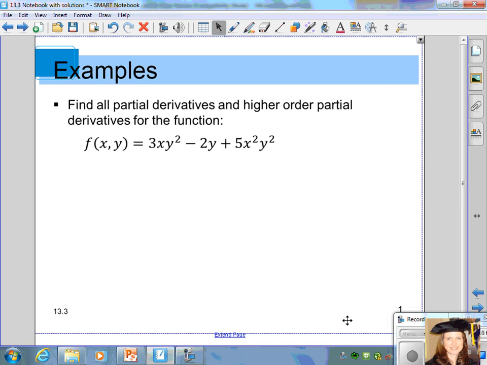For this part of section 13.3, we'll be doing more examples. For this function, f of x, y equals 3xy squared minus 2y plus 5x squared y squared, I'd like you to find all partial derivatives and higher order partial derivatives for the function. Try this one now on your own, pause the video, come back and check your work.